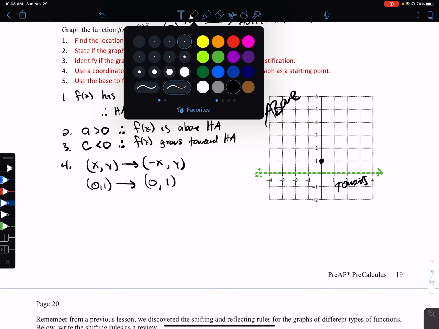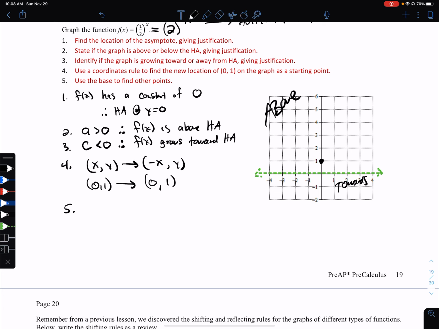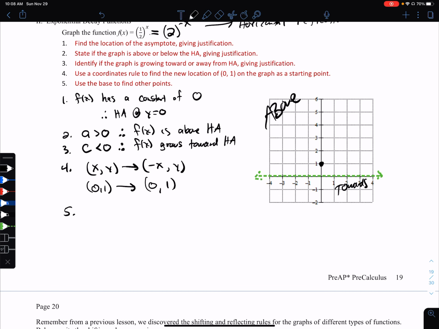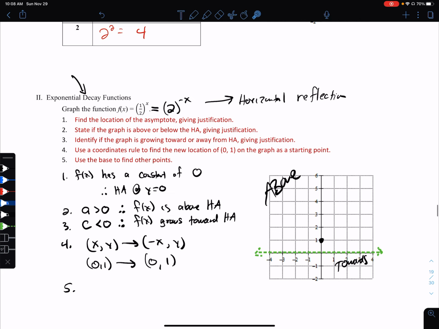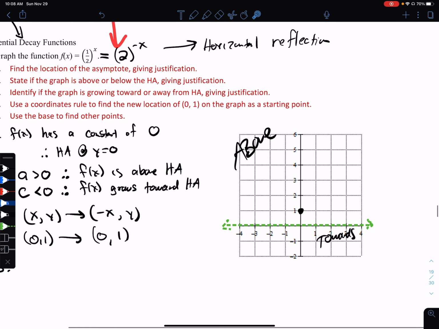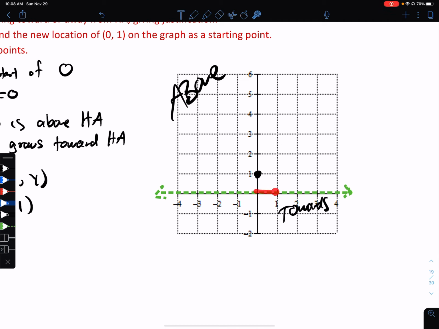5, use the base to find other points. Our base, there's not any work to show for this. Our base is 2, once we wrote it with b being bigger than 1. So as we go to the right, we're supposed to go up 2, since we went up 1, and then 4, and then 8, etc. But if you look here, it says we're supposed to grow towards the horizontal asymptote. So that means as we are going to the left, we are doubling. So left 2, up 4. There's no space to put the 8 on there.